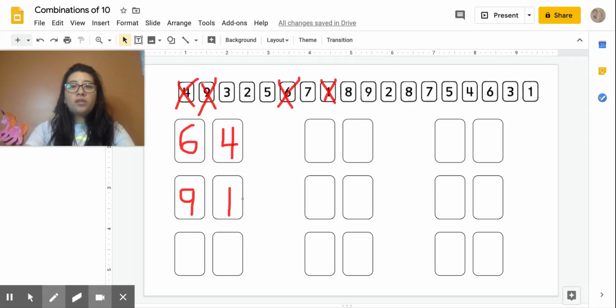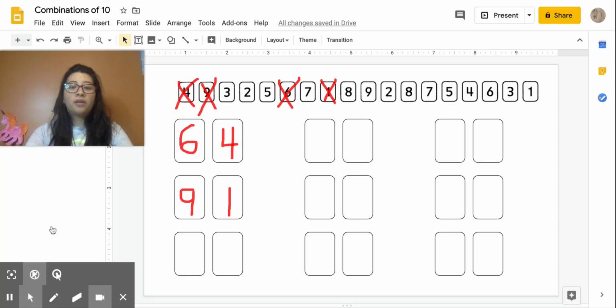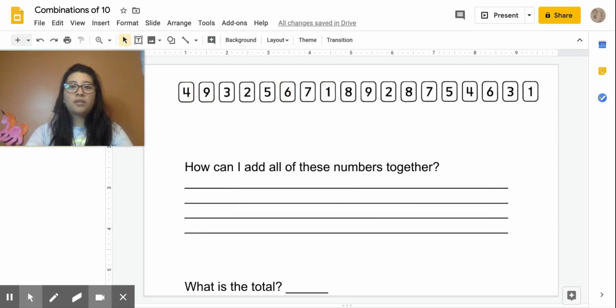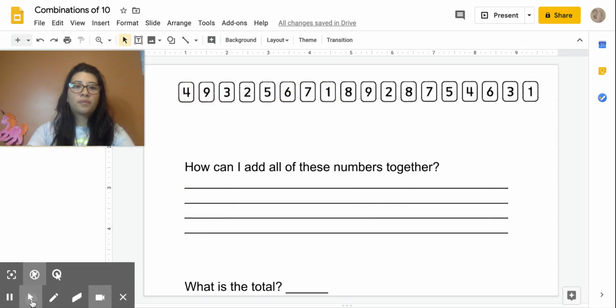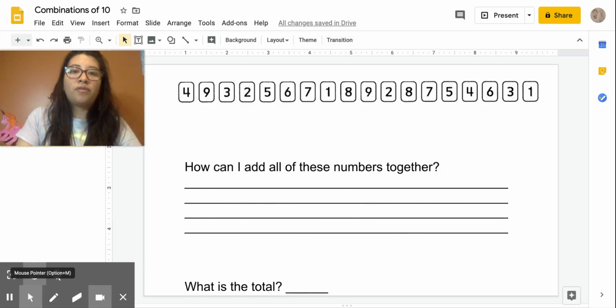You're going to continue to do that with all of these other sets of cards. Remember, you need 2 cards, so you need 2 numbers to make a combination of 10. When you're finished with this, you're going to continue on to the next part. The next part looks a little bit like this. Your next part is a little bit different, but that's okay.